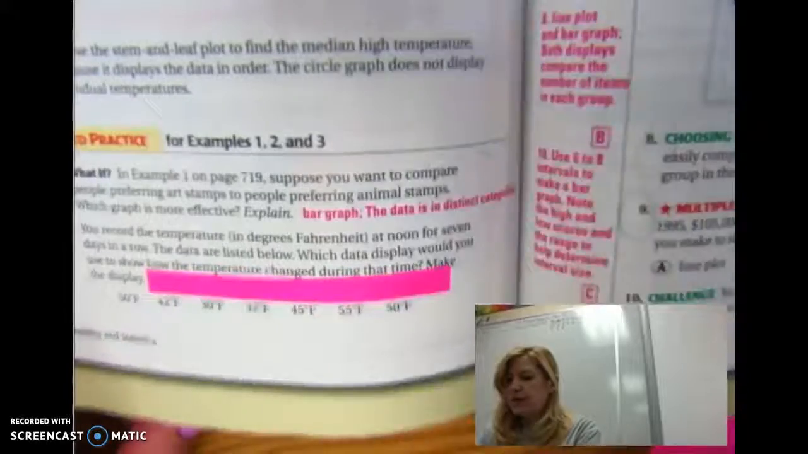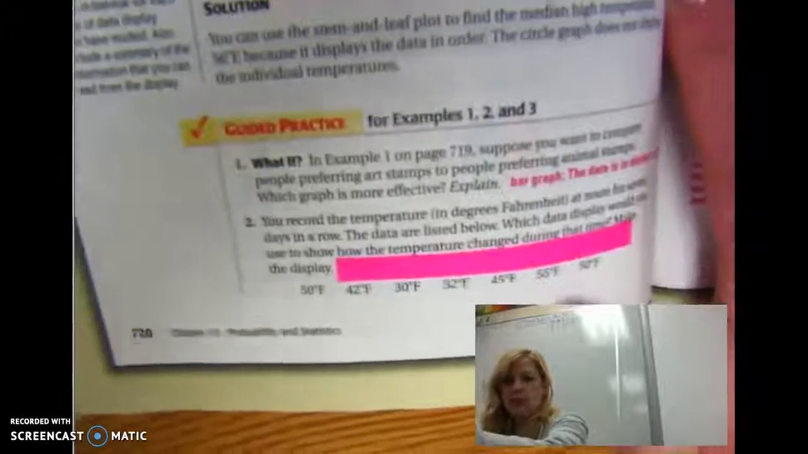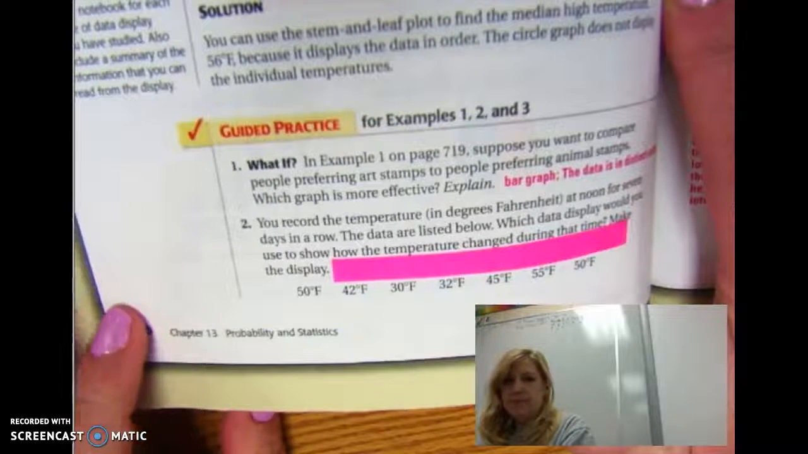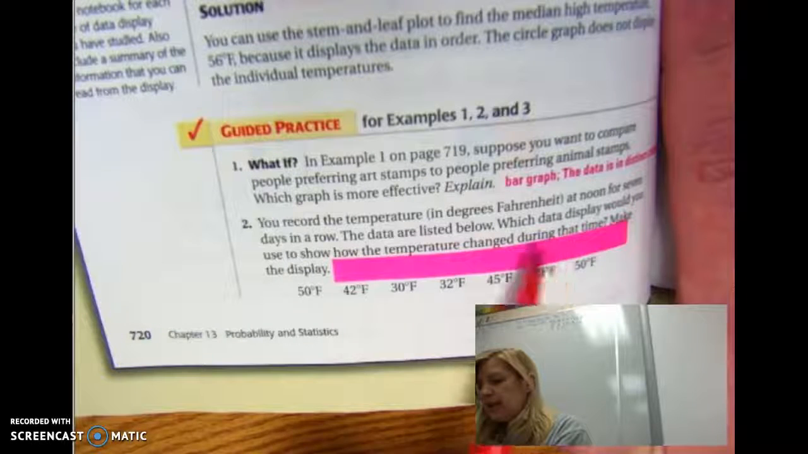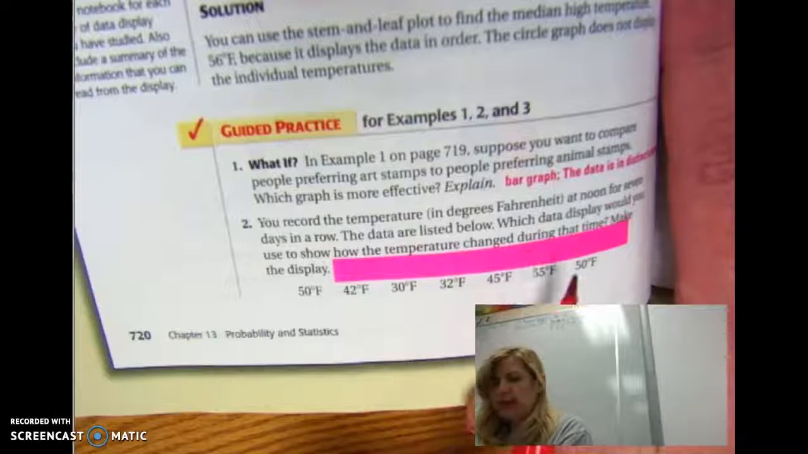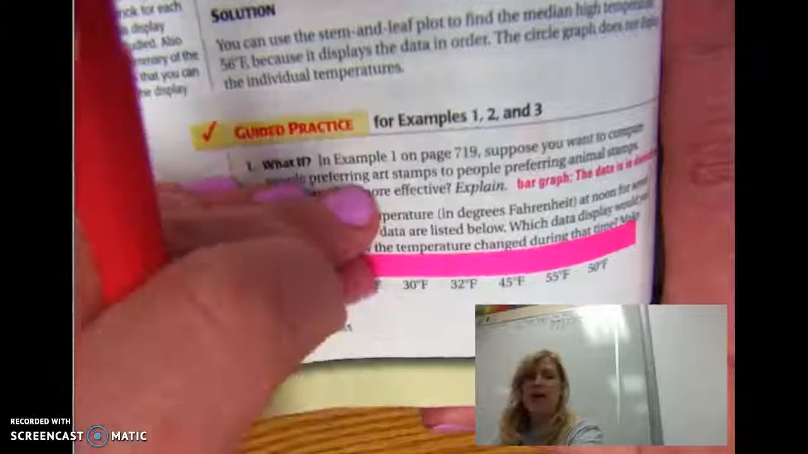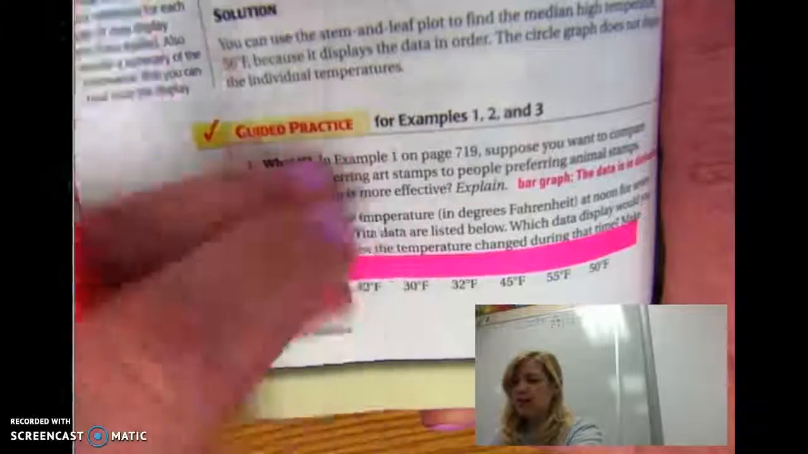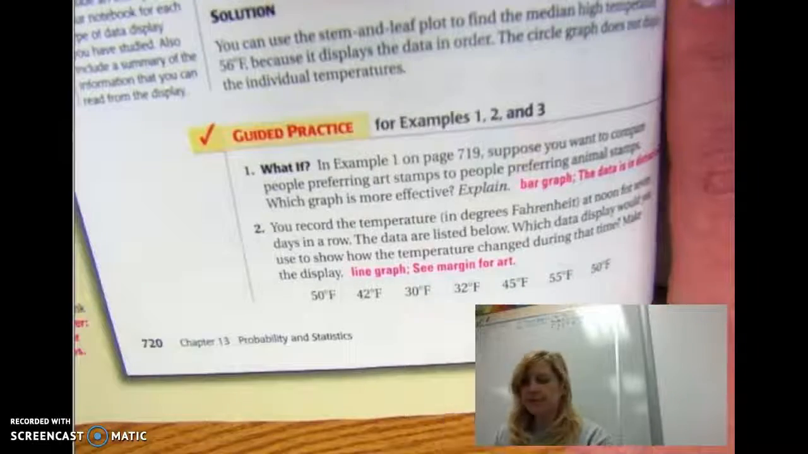All right, you record the temperature in degrees Fahrenheit at noon for 7 days in a row. The data are listed below. Which data display would you use to show how the temperature changed during that time? Did you hear that? Change over time. I hope that you look back at your notes and saw it is a line graph.